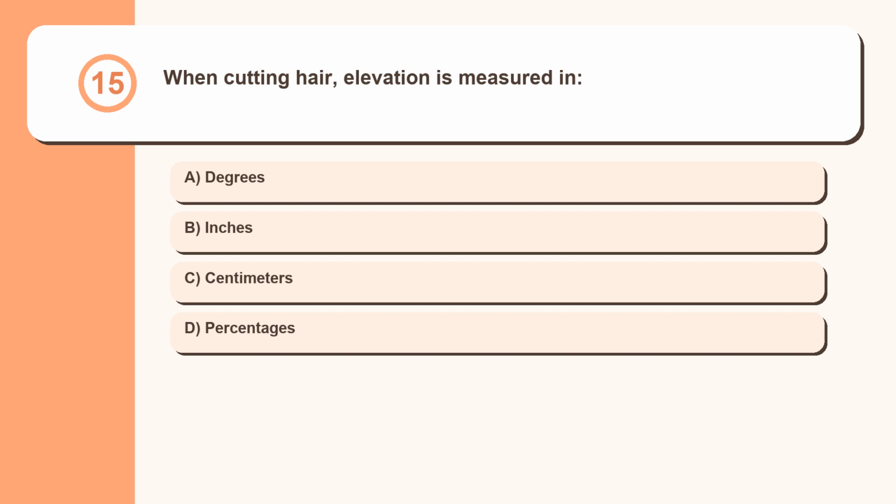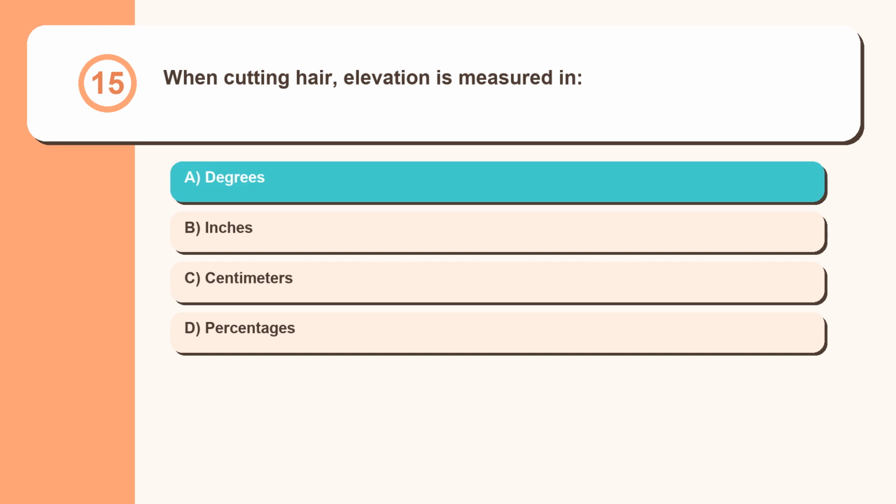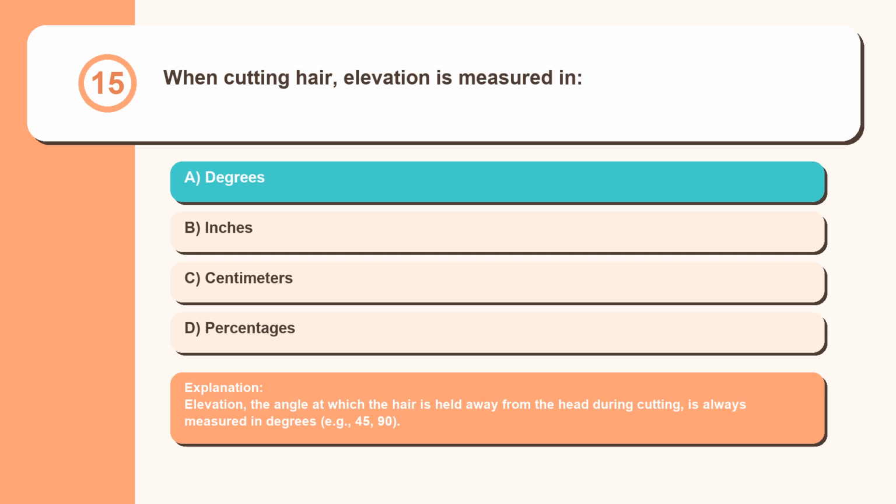Question 15. When cutting hair, elevation is measured in: degrees, inches, centimeters, percentages. Elevation, the angle at which the hair is held away from the head during cutting, is always measured in degrees. Example: 45, 90.